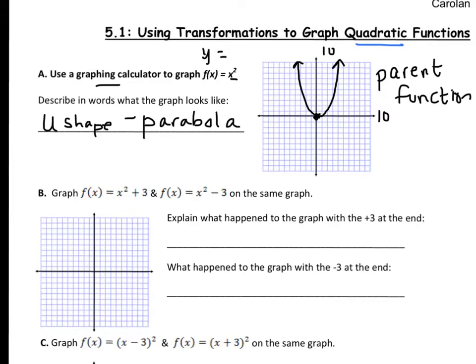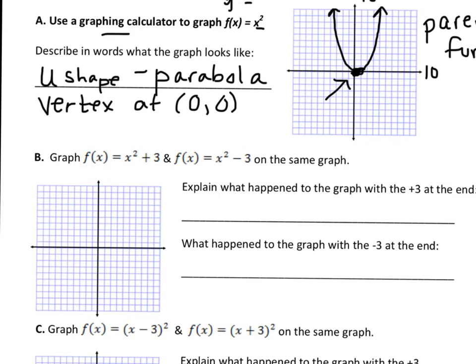And I want to pay close attention today to where the vertex is. The vertex is the dot at the bottom, and you can see that vertex is right in the middle of the graph. So we'll say the vertex is at the origin, which is (0, 0). All the other graphs we look at, we're going to be taking that parent function and moving it around the graph. These next examples are going to take that parent function and we're going to alter the equation.